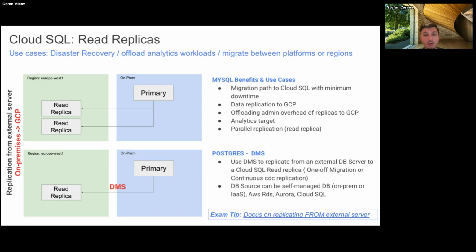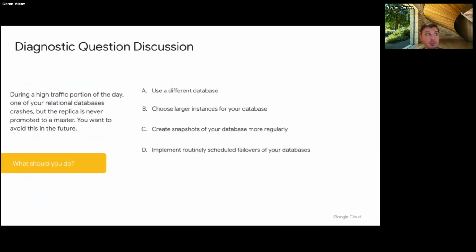So next we will have, I think those are one of your favorites, some diagnostic questions actually. Let's see. During a high traffic portion of the day, one of the relational databases crashes, but the replica is never promoted to a master. You want to avoid this in the future. What should you do?